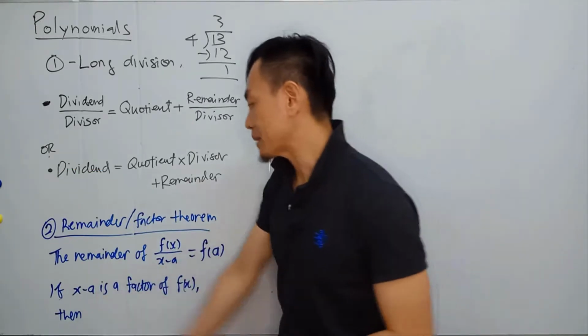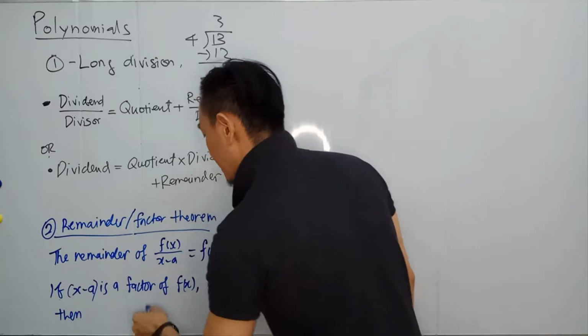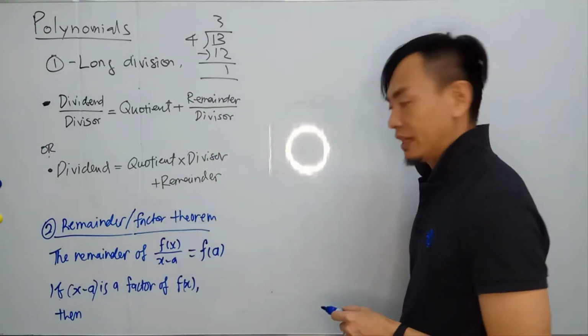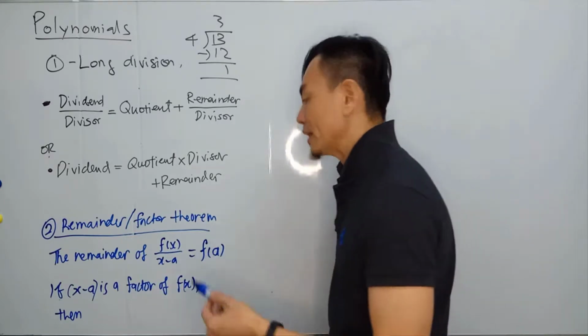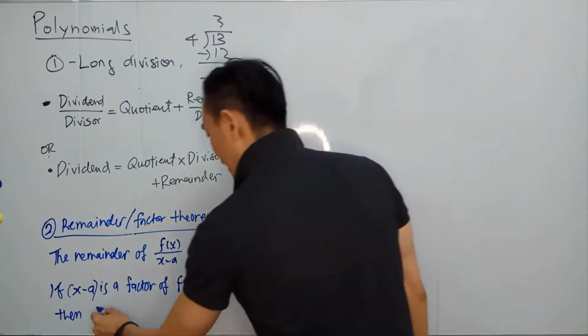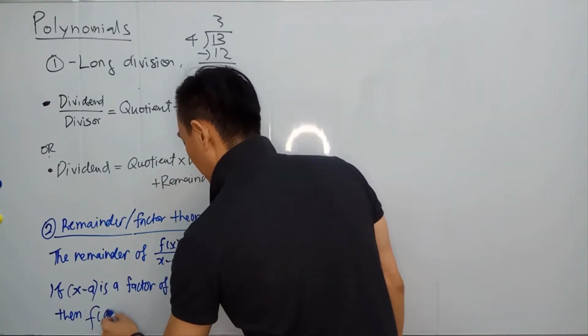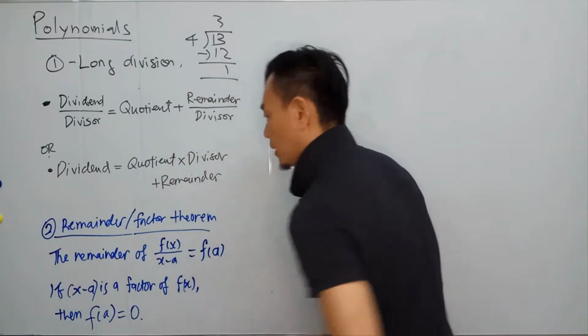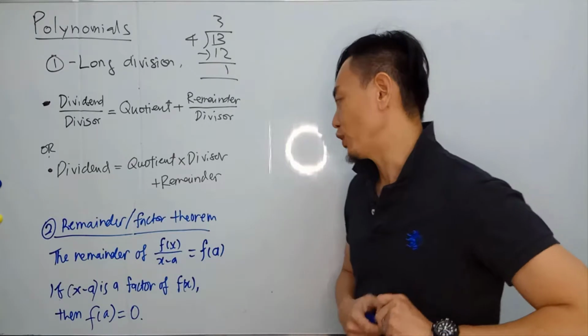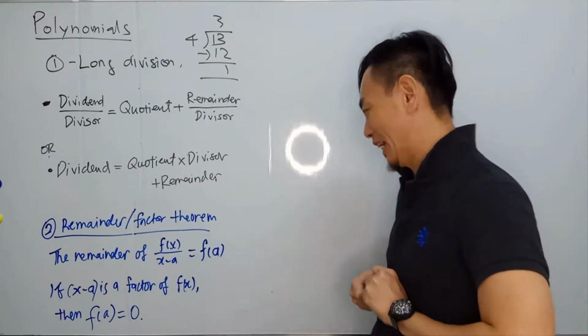However, if x minus a is a factor of f(x), then when we take f(x) divided by a factor, there is going to be 0 remainder. Then that means f of a is going to be 0. Well, that's about it for remainder factor theorem. Nothing much else to say.